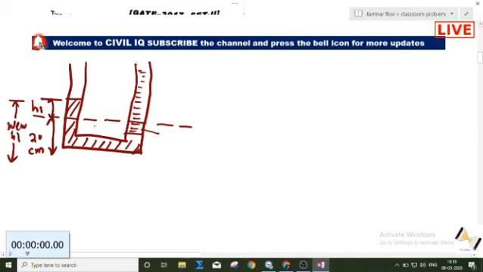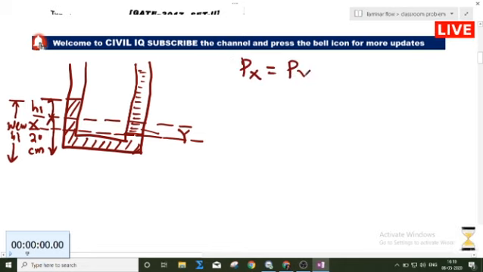So I have to choose a reference axis. This is my reference, x and y. So I can write down the manometer equilibrium equation. Pressure in the left limb will be equal to pressure in the right limb. This is my left limb, and this one is my right limb.